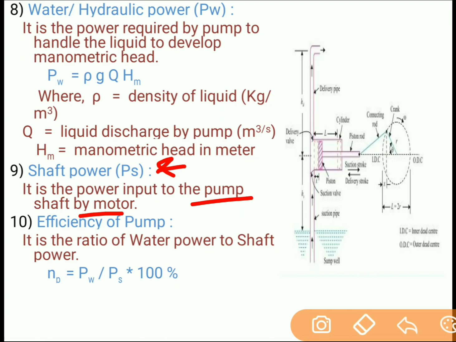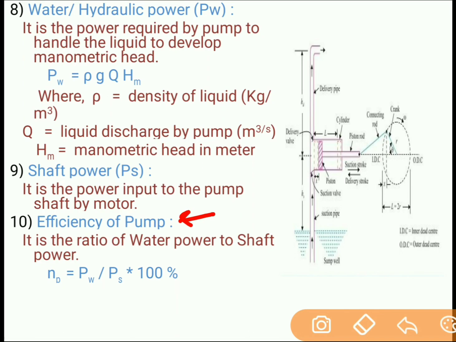Now when the motor is connected to the pump at the crank, this motor will drive the crank and rotate it in either clockwise or anti-clockwise direction. So the power which is supplied by the motor to the pump is nothing but shaft power. Now this shaft power and water power are different because when the power is transferred from the motor to the pump, there will be some head loss or frictional losses. So to account for the frictional losses, we need to use the term efficiency.